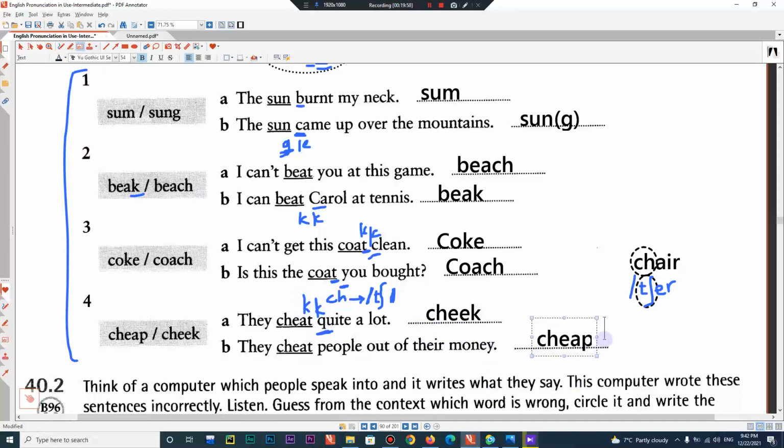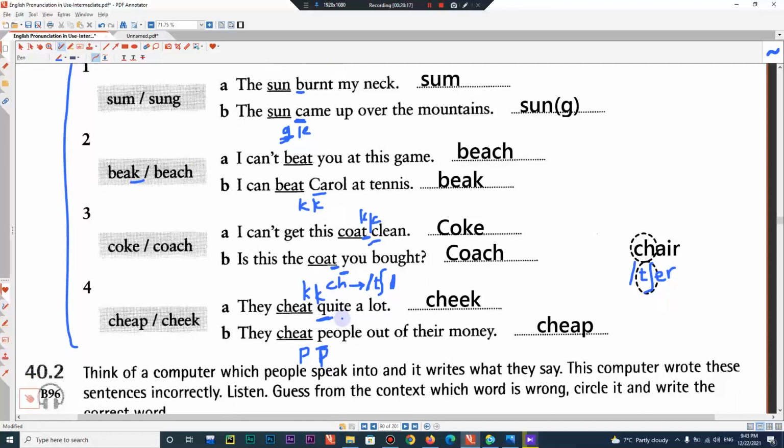This one is "cheap" because of the following P. There is a P that is following, so you want to get close to this P sound and pronounce it more easily. So you say "they cheap people." You don't say "they cheat people." You say "they cheap people out of their money." And that's now easier to pronounce.